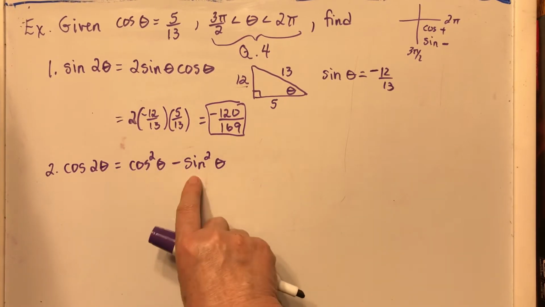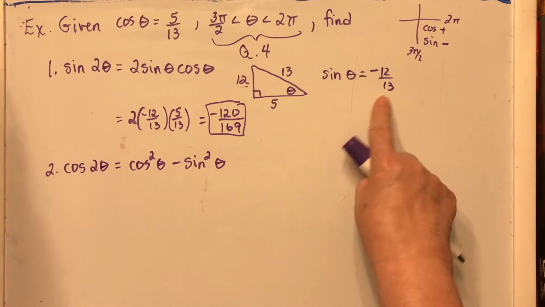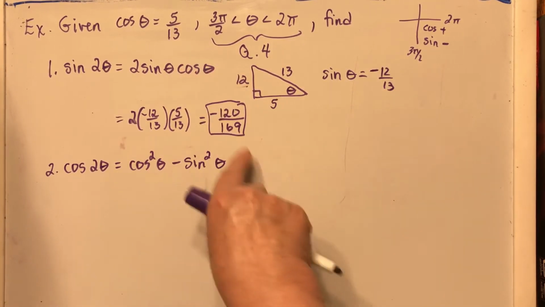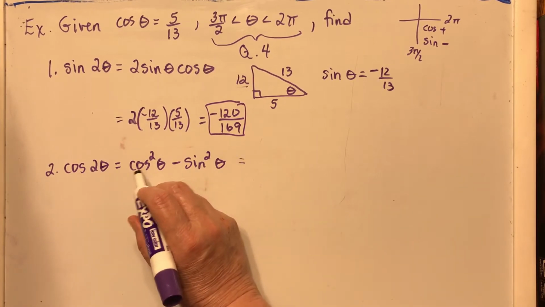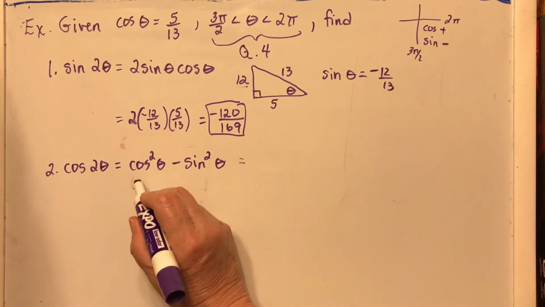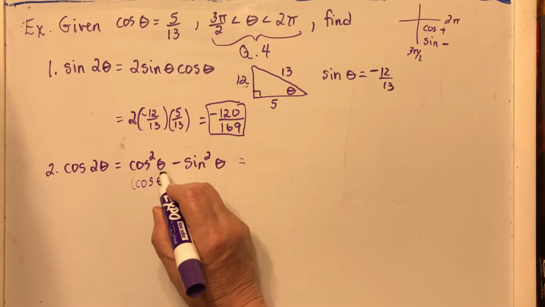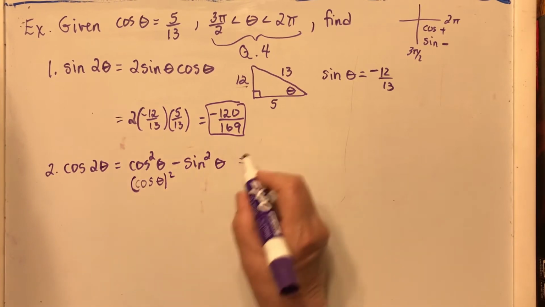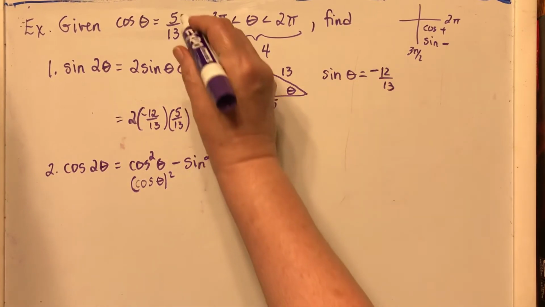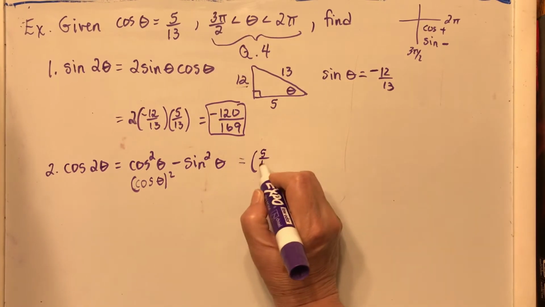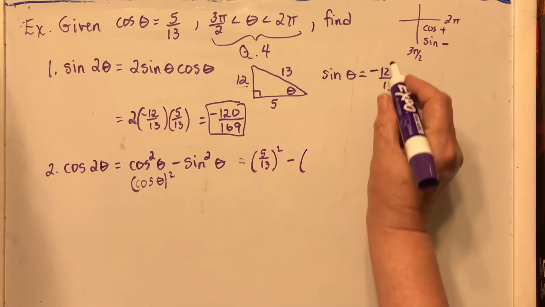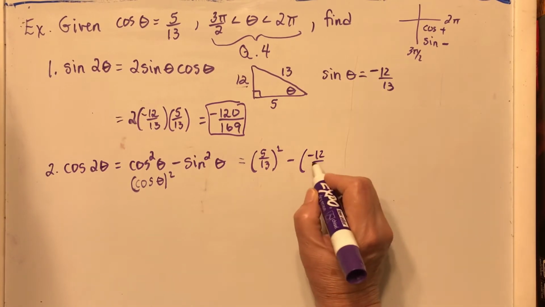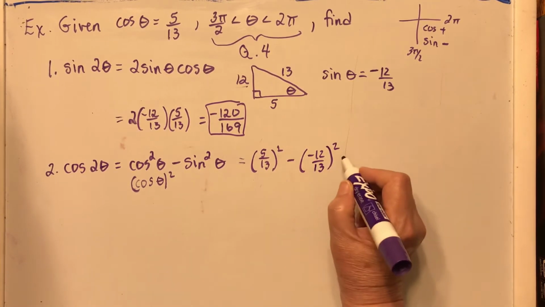And the reason why I chose that one is because I know what the sine of theta is. I know what the cosine of theta is. So I'm just going to plug those values into this formula. Remember that cosine squared theta means the cosine of theta squared. So I know the cosine of theta was given as 5 over 13. We're going to square that. Minus sine, which is negative 12 over 13, squared.